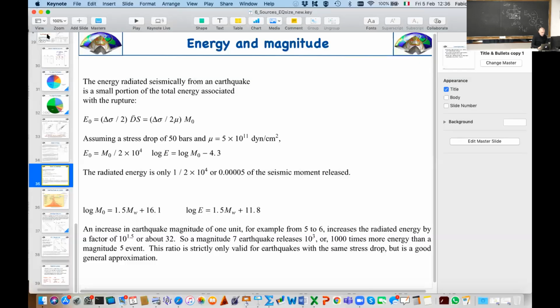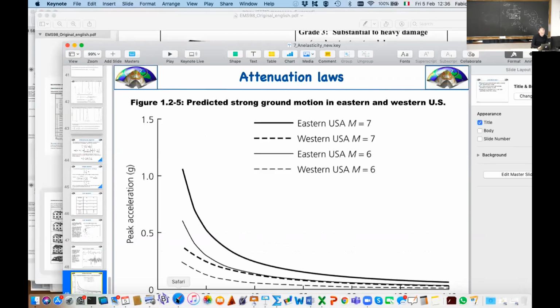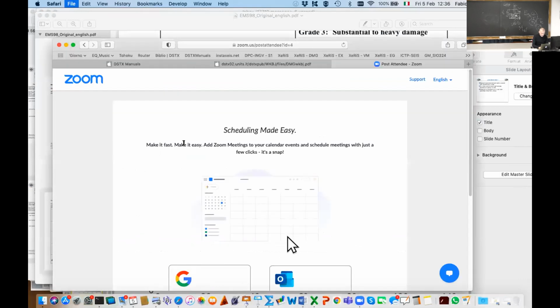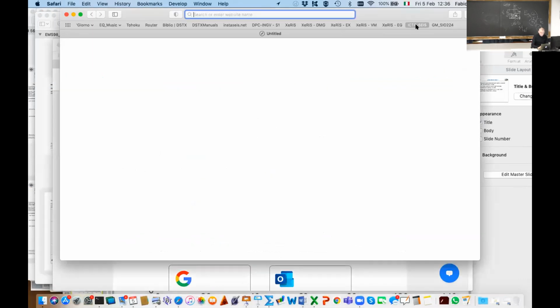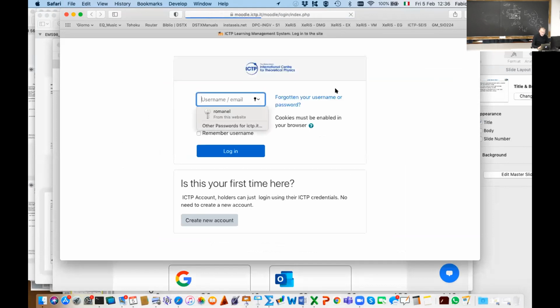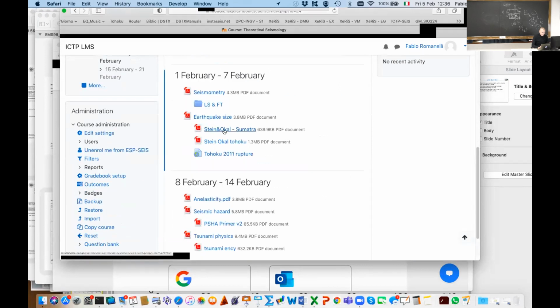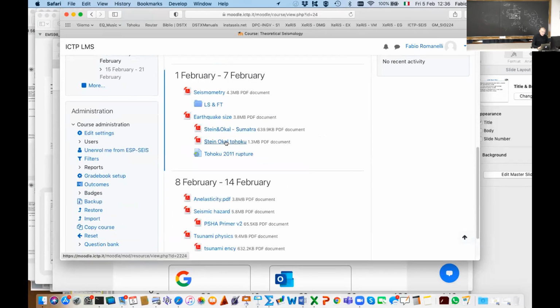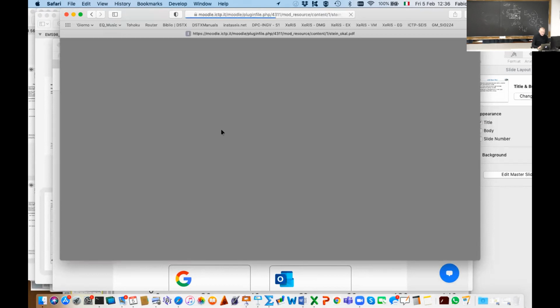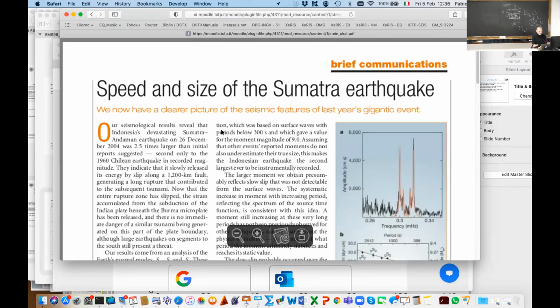And that is why I'm going to close with some minutes of delay here, showing you the Moodle website, just to describe what is your very nice homework that is represented by this. Actually, it's this one. This is a similar paper published for the Tohoku event. But look at this.